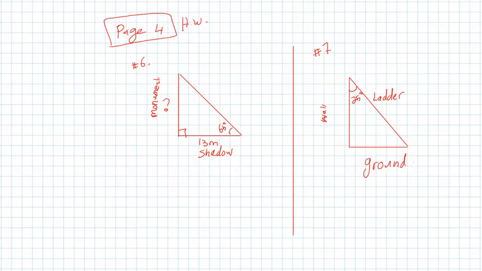And what am I solving for? The size of the ladder. So I'm solving for this, right? That's a 2.8, not 2-8.